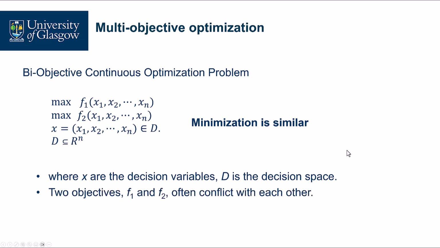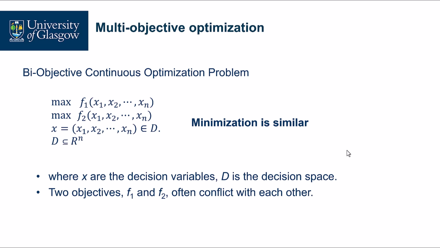Often f1 and f2 conflict with each other. So you often can't get a solution that is good at both f1 and f2 together. Normally you get some solution where f1 is good but f2 is bad, and vice versa. Maybe you get one where f2 is good but f1 is bad. So the problem is, in this case, how should we measure the solution quality?